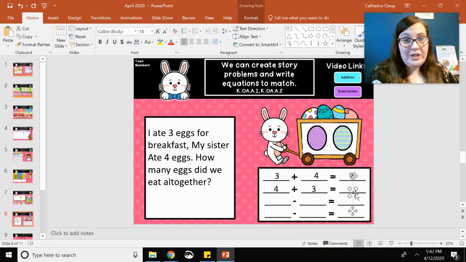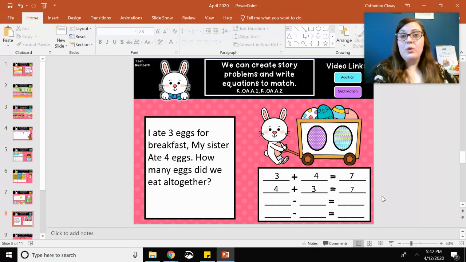Now, I could change this whole thing and say that I started with 7 and my sister ate 4. How many did I get? I could do this whole problem different and make it opposite, and then I could add them in as subtraction facts. But some days we just don't have time for it. So today we're just going to stick with the addition side.